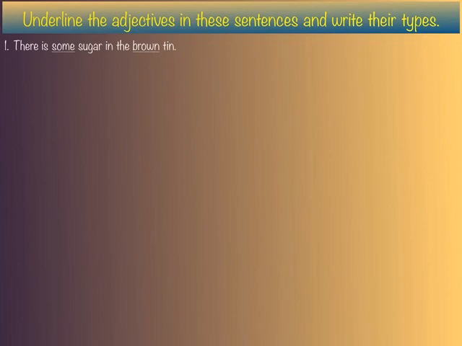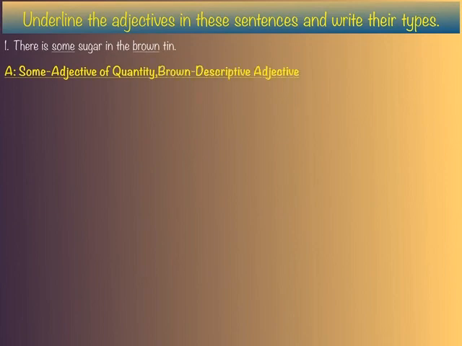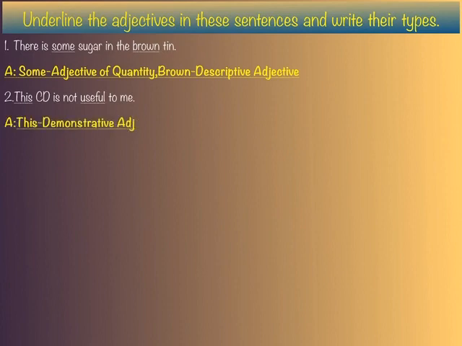Here we have two adjectives. The first one is some, which is describing the noun sugar, and it is adjective of quantity, while brown is describing the noun tin, and so it is descriptive adjective. Let's see the second one. This CD is not useful to me. So here, this is demonstrative adjective, which is pointing out the CD, and useful is talking about the CD, which is again a noun, and so it is descriptive adjective.